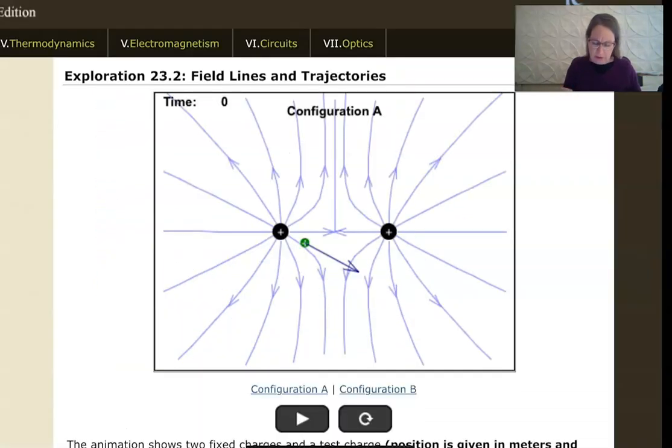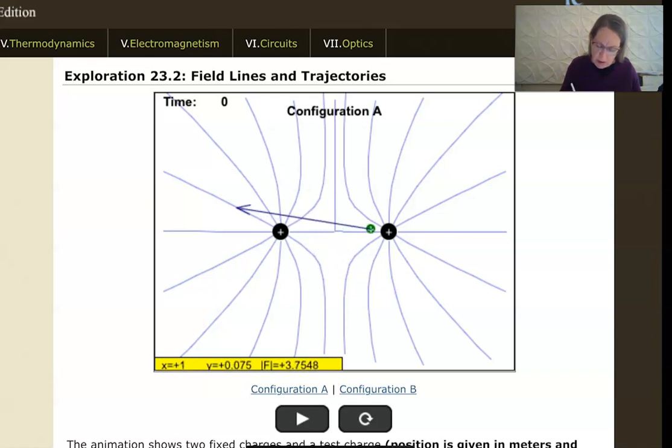So here we have a situation where we have a test charge, and what I mean by test charge is one that doesn't impact the field lines, but I can still feel the force from the charges. And so you can see this force arrow as I move it around. Notice as I'm close or far away from one of these charges, you can see the force, and the force is pretty big, and the force is pretty big over here.